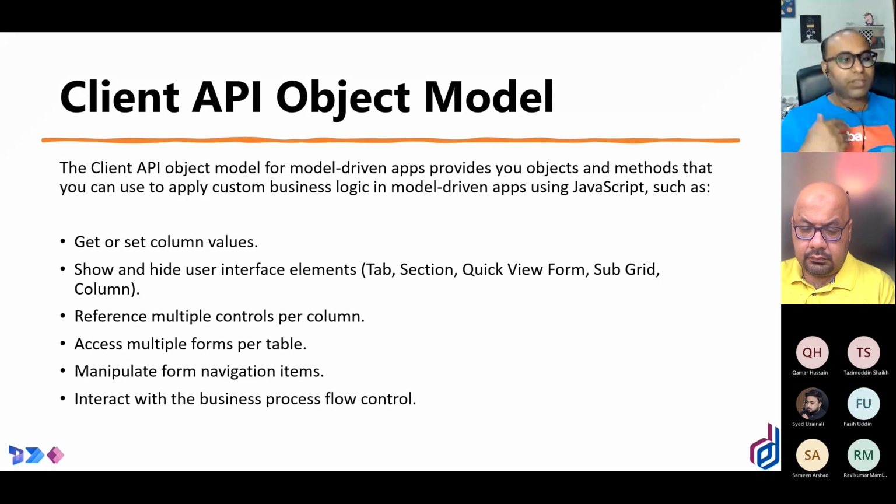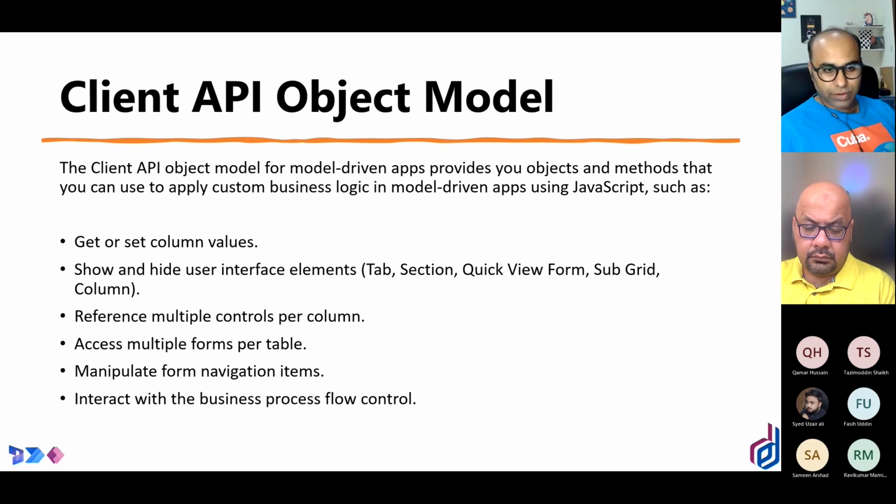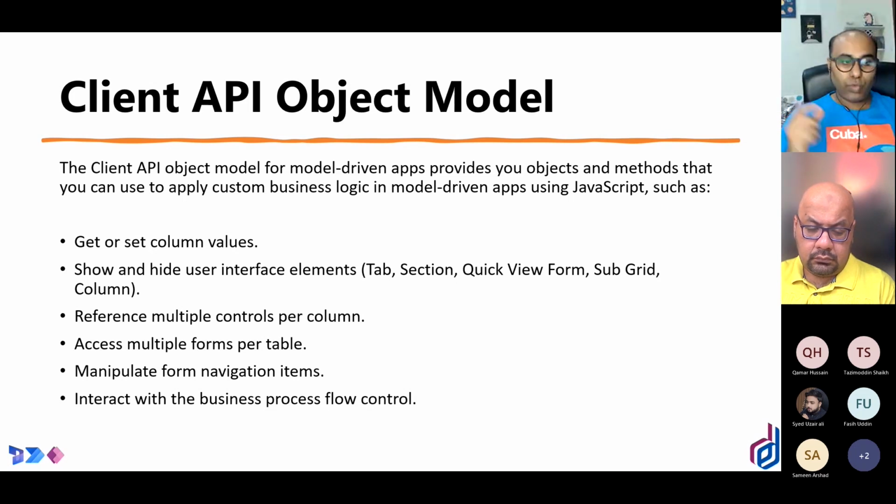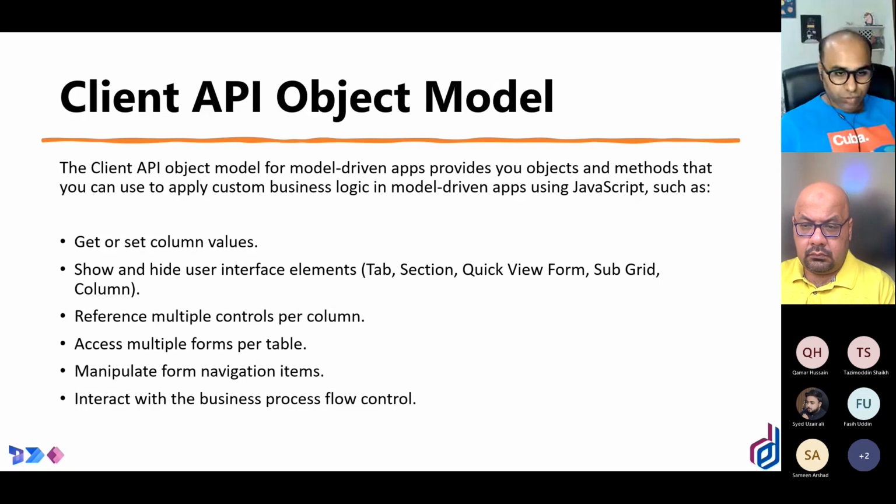So what can we do with the client object model? If I look at the examples, we can get or set a column value, and show and hide user interface elements, just as I said: tab, section, quick view form, subgrids, columns. Then we can reference multiple controls per column. In some cases, we can add the same field or column multiple times, and it will have multiple controls, so we can do that also. Or if you want to loop through the controls and do some logic, we can do that.